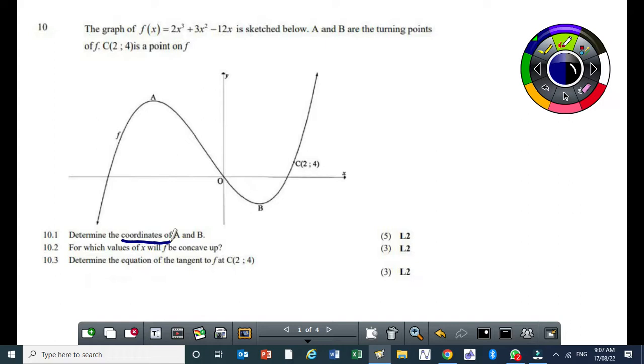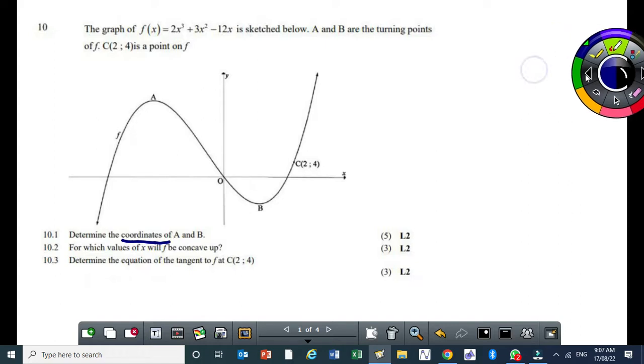Now, in terms of a turning point, what do you still remember about the gradient at a turning point? It's equal to zero. So the derivative is equal to zero. Remember, gradient is also derivative. It's the first derivative actually. So if we want to determine the coordinates of A and B, we need to find the first derivative of the function. Then we equate it to what? To 0. Then we solve the quadratic equation. So we are doing the first one.